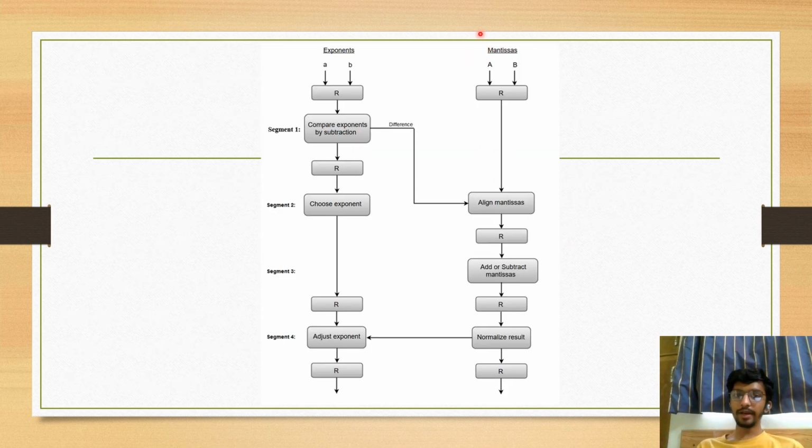When the mantissas, capital A and B, are there, first we see the exponents a and b. We first compare the exponents by subtraction and take the difference, and then it goes to align the mantissas. Once aligned, it will add or subtract the mantissas and the result is stored in R. This is performed in segments 1, 2, 3, and then it will normalize the result and adjust the exponent, and then store it in R.